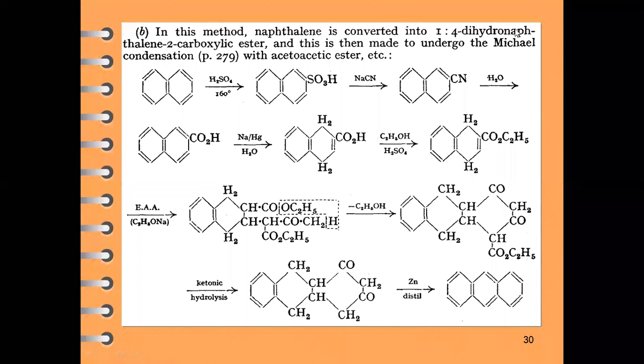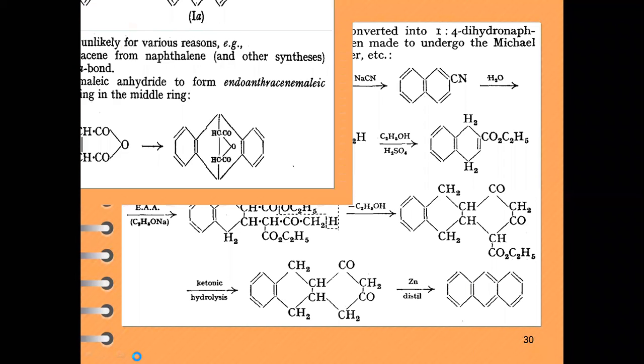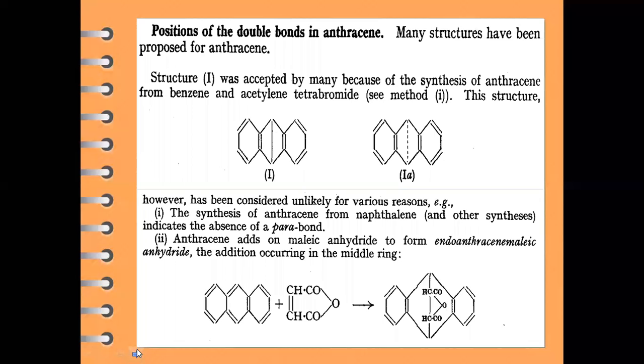that from naphthalene there is formation of an ester, naphthalene ester, and this ester followed by ketonic hydrolysis, with the help of zinc distillation, we can obtain the anthracene. So these many methods are there for the synthesis of anthracene.